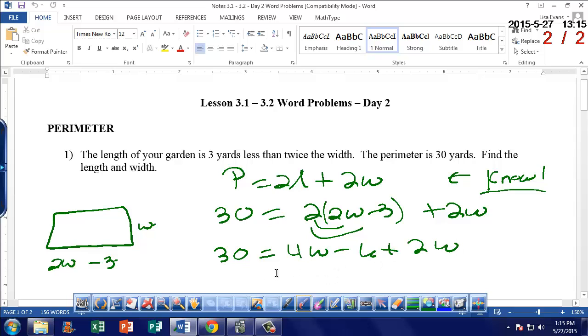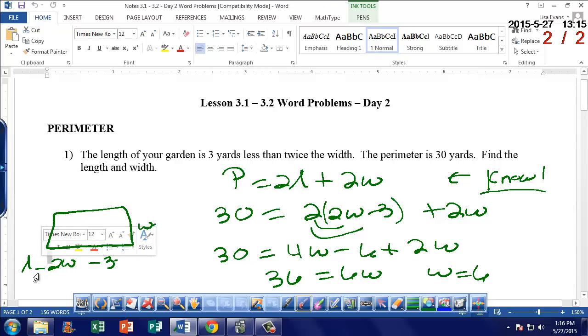add up your like terms. I'm going to add 6 to the other side when I do that. That's the width. Now to find the length, this was our length, I need to plug 6 in. So the length is 2 times 6, which is 12, 12 minus 3, which is 9. So the width is 6 yards, and the length is 9 yards.